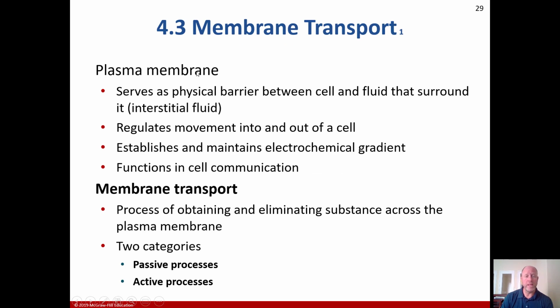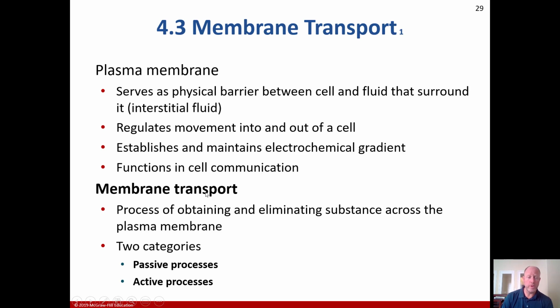Starting first with the plasma membrane, which we've spoken about before, it serves as the physical barrier between the cell and the fluid that surrounds it, the interstitial fluid and all the extracellular fluid. It regulates movement into and out of the cell. It establishes and maintains an electrochemical gradient, and it functions in cell communication.